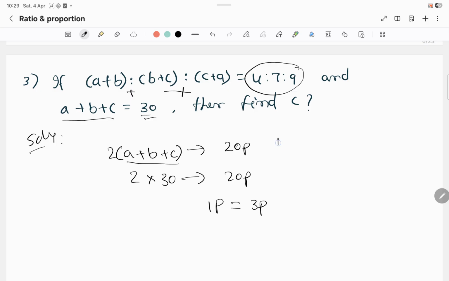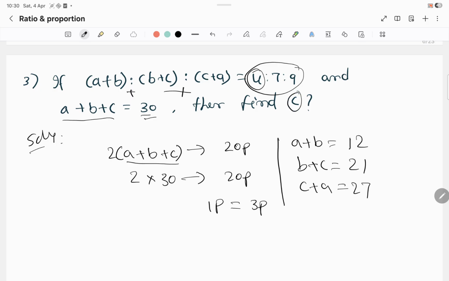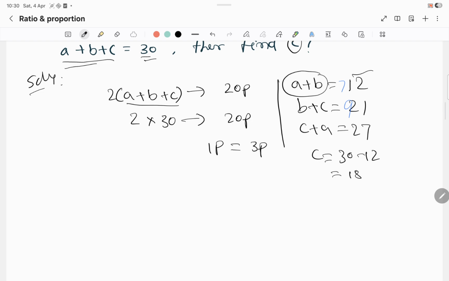Each is 3 parts. A plus B is actually 4 parts. So 4 into 3, 12. Then B plus C is 7 parts. 7 into 3, 21. Then C plus A, 9 into 3, 27. Then they're asking the C value. Given that A plus B plus C is 30, then A plus B is 12. Then C must be 30 minus 12, which is 18. So hope you understood this.